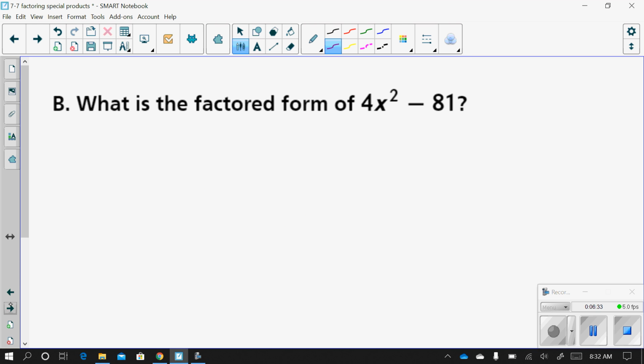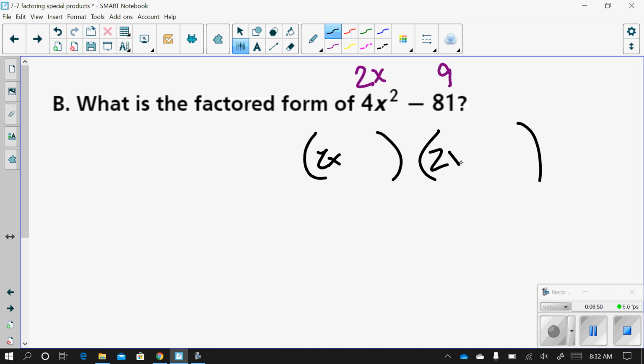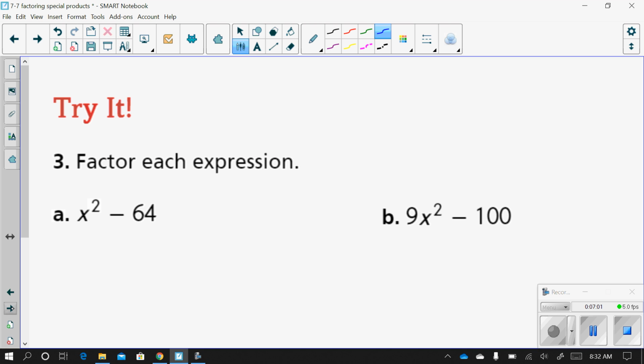Let's try another one. Can I take the square root of 4x squared? Absolutely, it's just 2x. Can I take the square root of 81? Absolutely, it's just 9. So, square root of both of them. Oh, we had a minus sign in the middle. That tells me it's the difference of two squares. So I'm going to take the 2x and the 2x, take the 9. Remember these are conjugates, so one's plus, one's minus. That's it. Here's two problems. Please pause and try these.